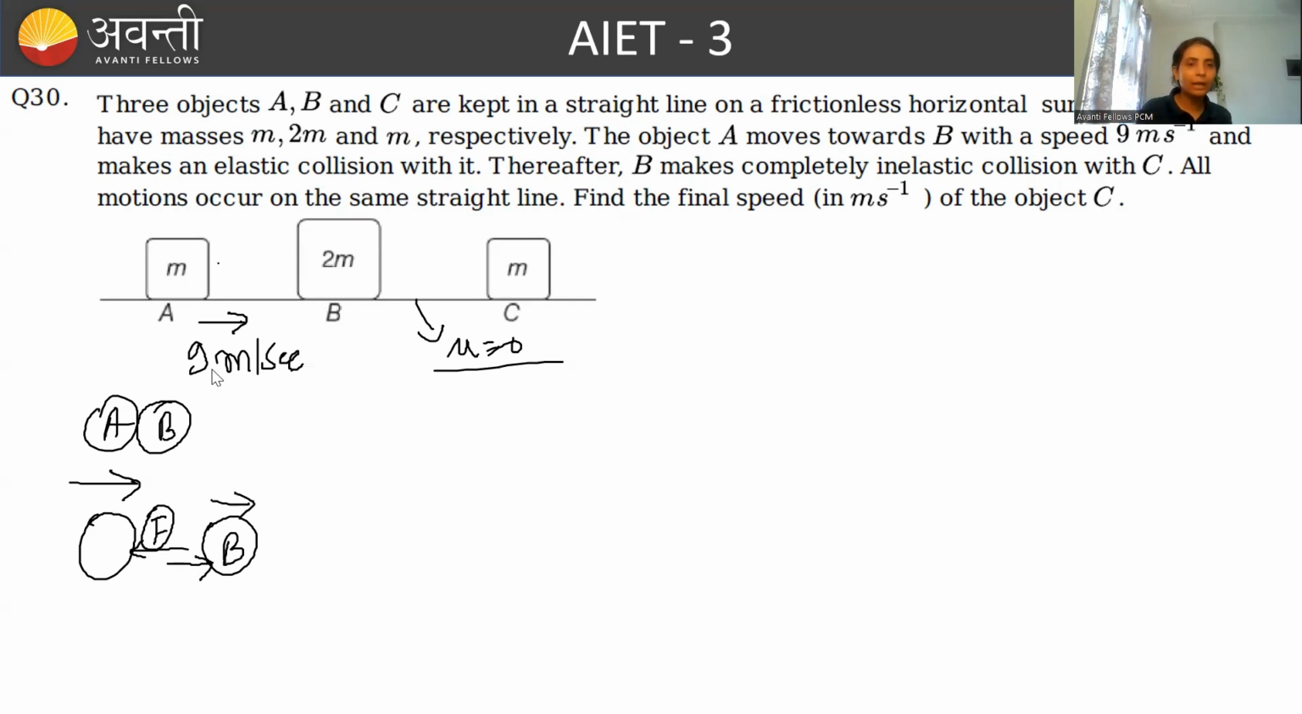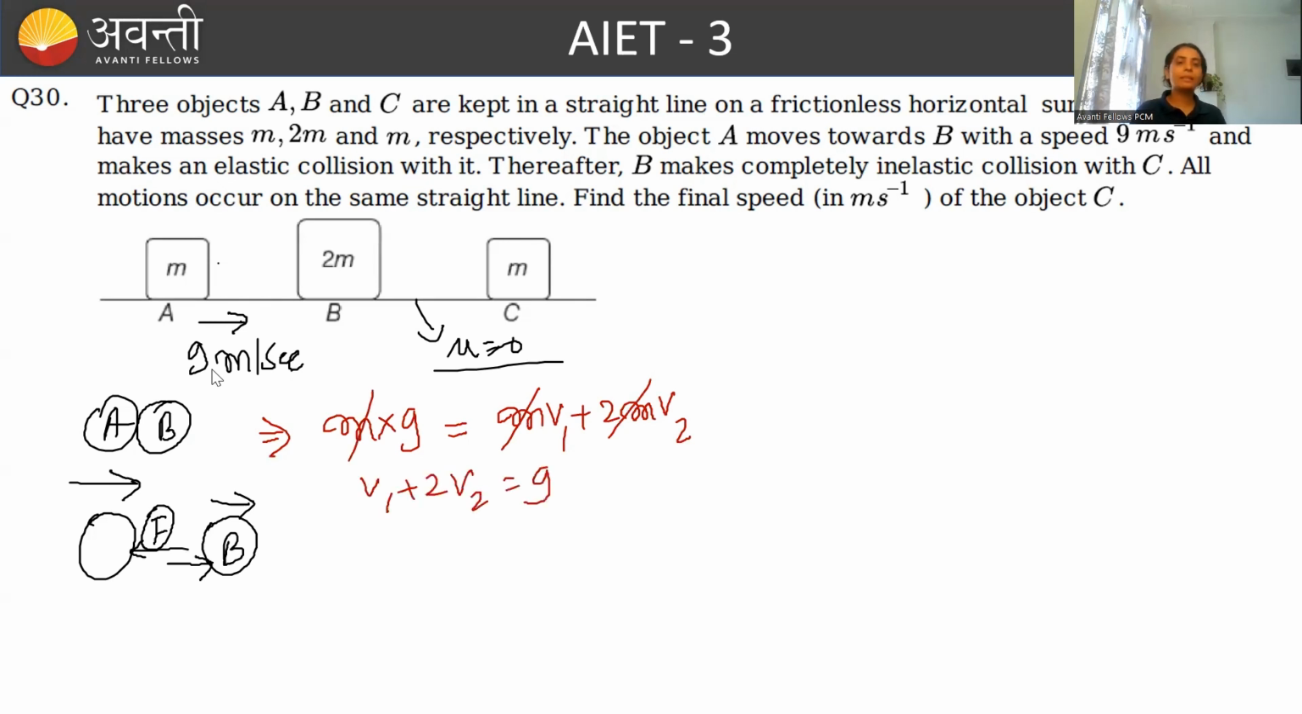Suppose after collision, A has a velocity of v1 and B has a velocity of v2. According to momentum conservation, initial momentum only A is having, that is m into 9, and this will be equal to mv1 plus 2mv2. So if we solve it, v1 plus 2v2 is 9. To calculate v1 and v2, we need one more equation. Further in the question, it is given that the collision is elastic. So for an elastic collision, what is the coefficient of restitution? It is 1.